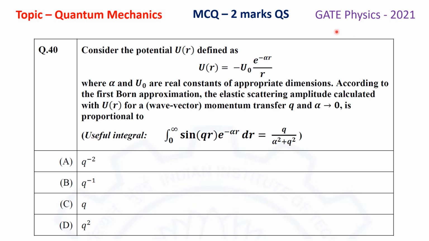This question was asked in the GATE Physics paper 2021. This is an MCQ type question having 2 marks, and this question was asked from the topic quantum mechanics, specifically from the chapter scattering theory.